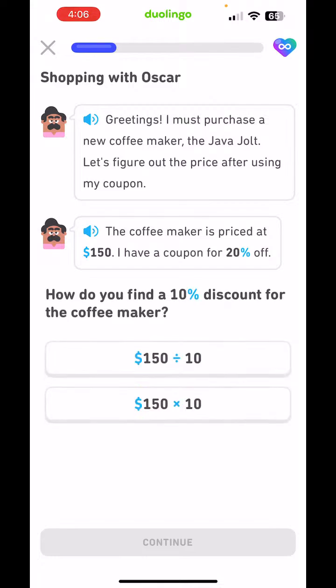How do you find a 10% discount for a coffee maker? You would do 150. Oh gosh. Okay, honestly, I bet I could do this right now. So 150 and you're getting 20. Why are we doing 10%? Like, that's what I don't understand.